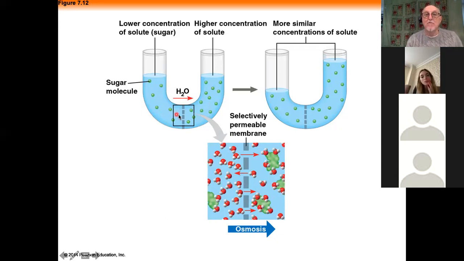Water is going to attempt to move in that direction. It's going to move down its concentration gradient from high to low. But in the middle here is a selectively permeable membrane. The sugar may want to go that way as well, but it can't. The membrane stops it, but the membrane allows water to go. As a result, the water will carry on moving across this membrane until the water concentration on this side is equal to the water concentration on that side. That movement of water, the diffusion of water, has the special name osmosis.